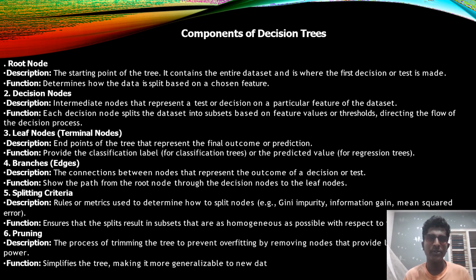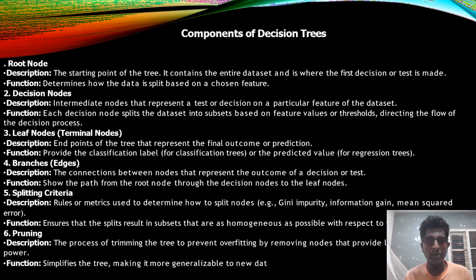Components of decision trees. Root node. Description. The starting point of a tree. It contains the entire data set and is where the first decision or a test is made. Function. Determines how the data is split based on chosen features. Second, decision nodes. Description. Intermediate node that represents a test or a decision on a particular feature of the dataset. Function. Each decision node splits the data set into subsets based on feature values or thresholds, directing the flow of the decision process. Leaf nodes or terminal nodes.